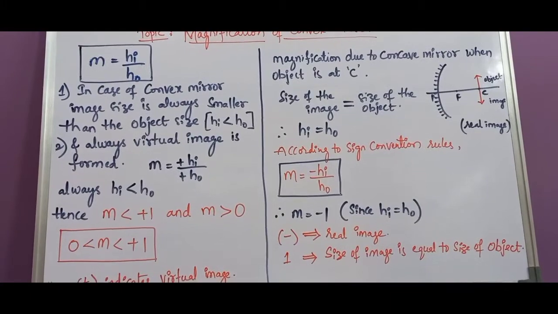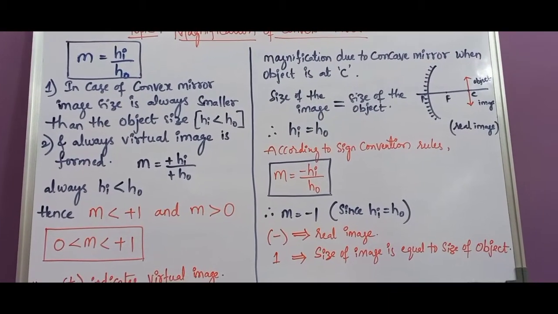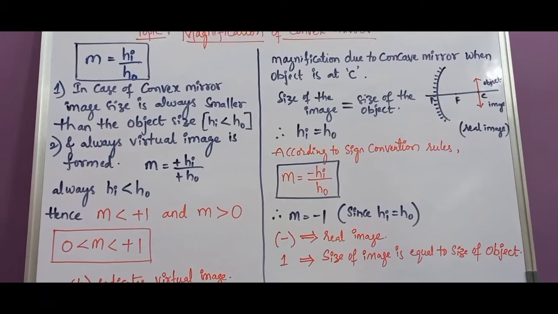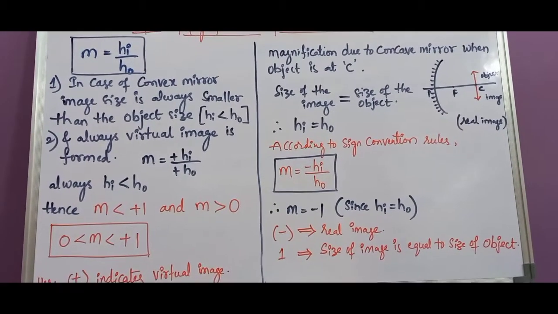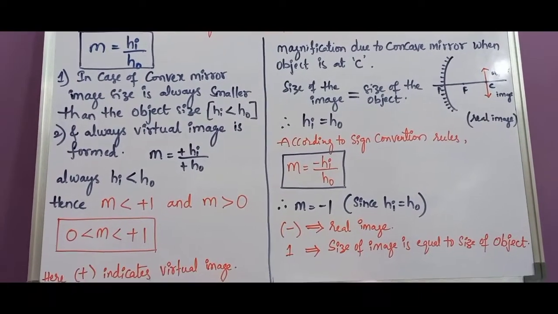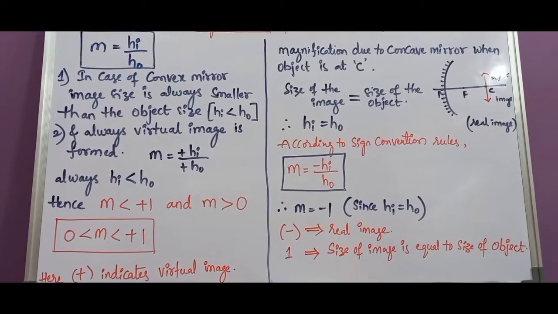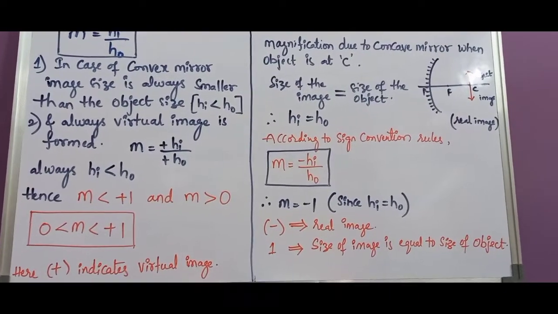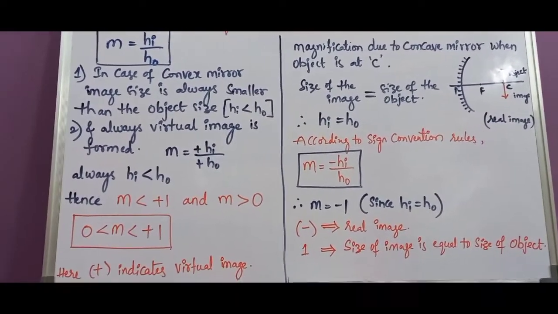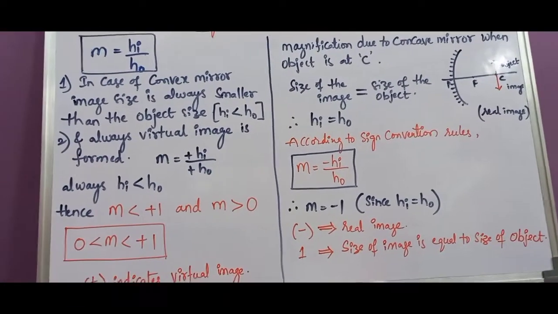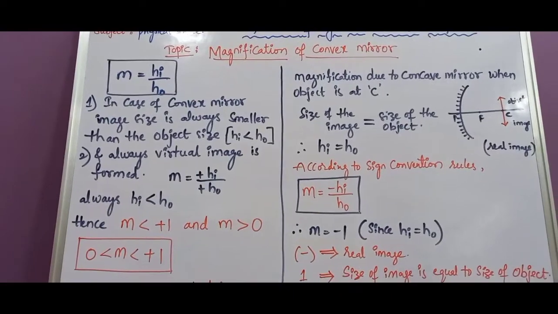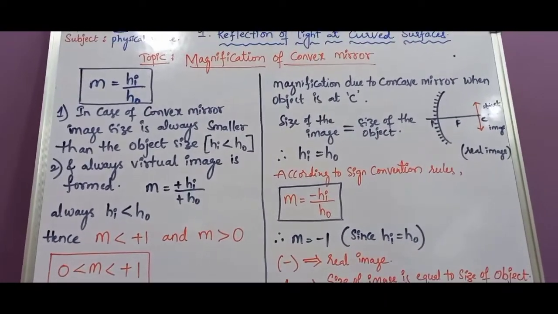And second thing is, always in case of convex mirrors, a virtual image is formed. Virtual image means it will be lying above the principal axis and it cannot be caught on a paper or on a screen. Virtual images are generally erect. Erect in the sense they will be formed above the principal axis. Whenever the image is formed above the principal axis, we have to take its value as plus, a positive quantity.